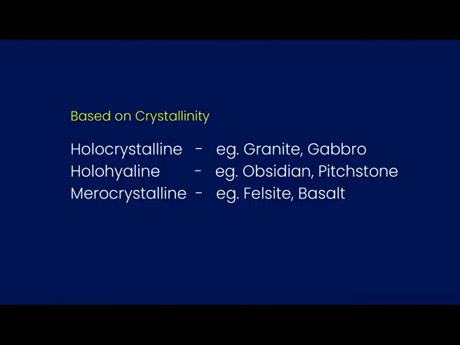What is crystallinity? Crystallinity indicates the amount of crystalline matter and also the glassy matter that is present in an igneous rock. We have three varieties of igneous rocks based on crystallinity, that is holocrystalline. Holocrystalline means the entire igneous rock is made up of grains, crystals, the best examples being granite and gabbro.